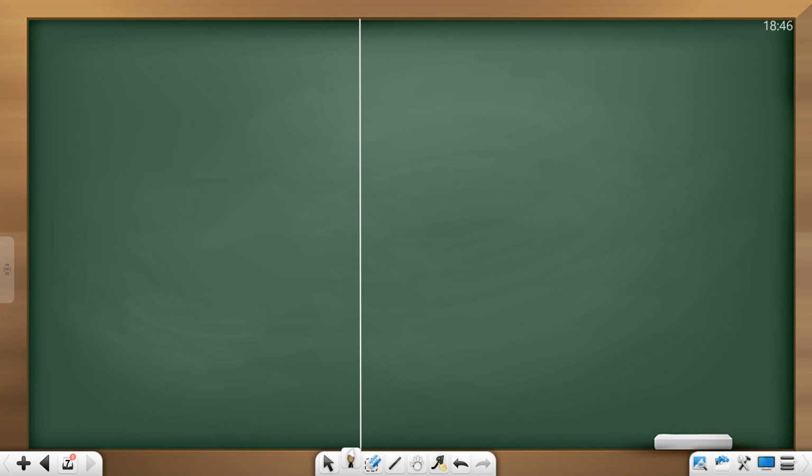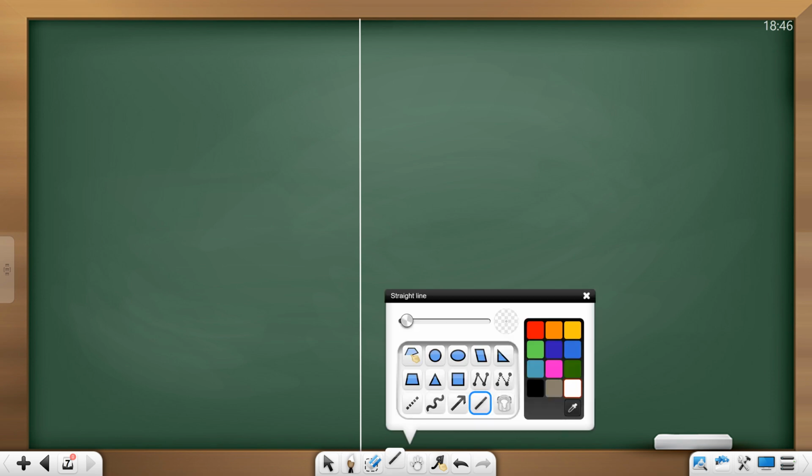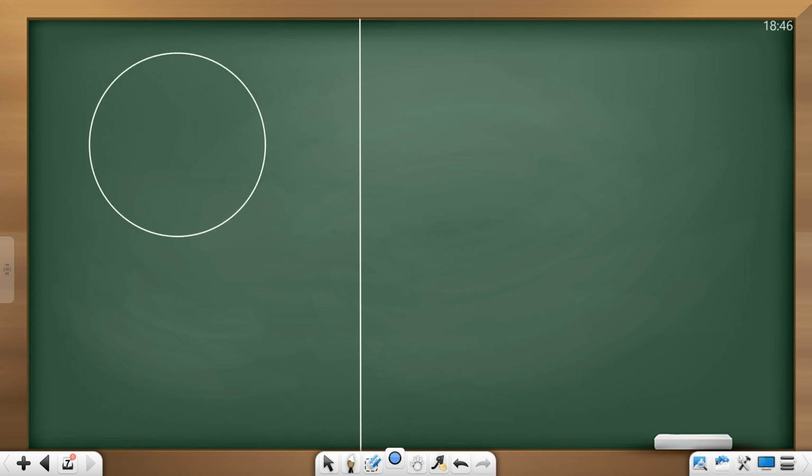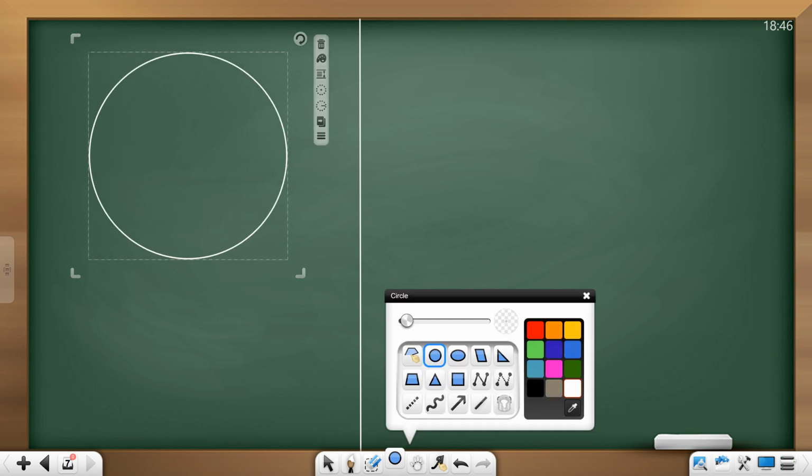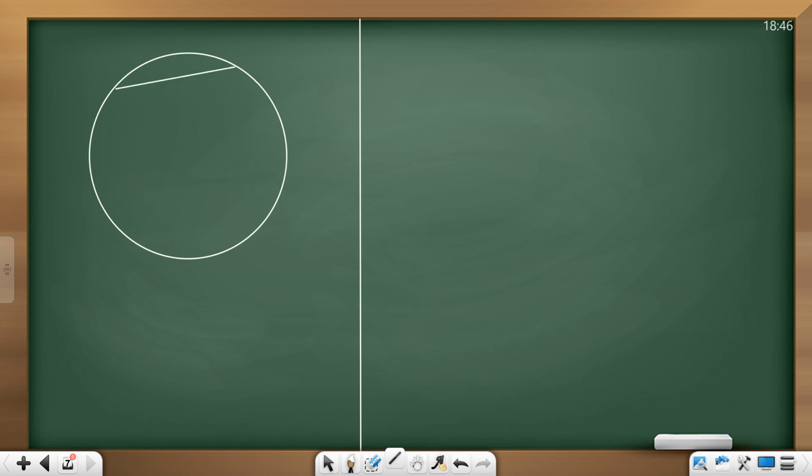Yes, sir. Okay. All right, let's look at the proof. Proof that the two opposite angles are supplementary. They add up to 180. Center of the circle. Which one do you want us to prove? A and C, B and D. A and C. Okay, you like politics.